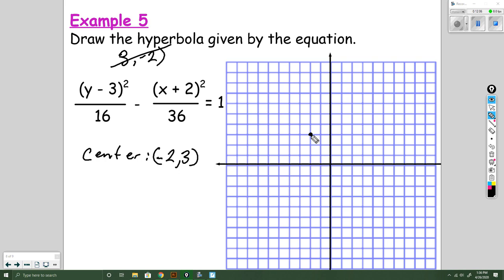Now, since it starts with y, a is going to say how many units we go up and down. So a is 4, so we're going to go 4 units up, 4 units down. And then b squared is 36, and b is going to tell us how many we go now to the right and to the left. That's 6. Go 6 units to the right of each vertex, 6 units to the left of each vertex. Draw that box.